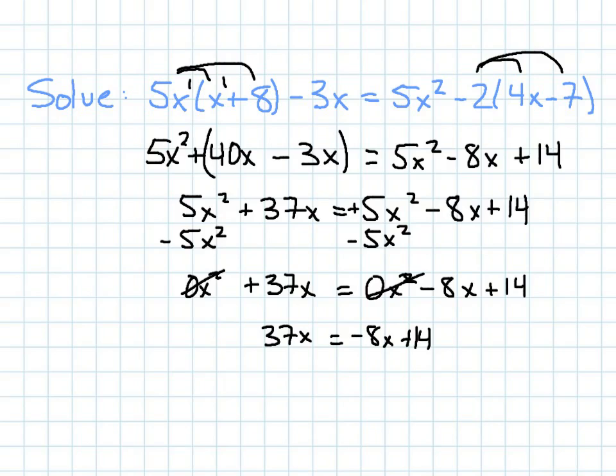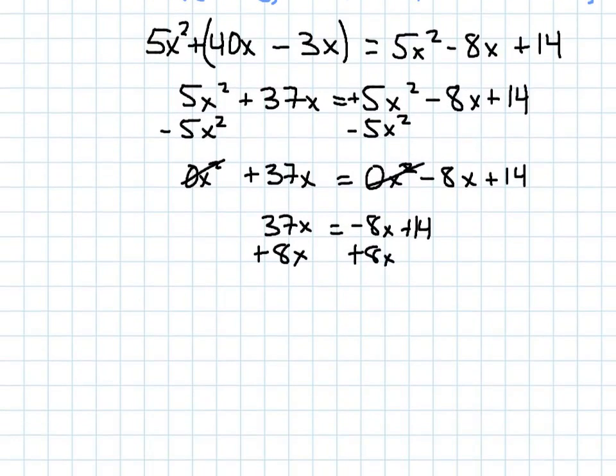So now notice that I just have two things left that are like terms. The 37x and the negative 8x are both like terms. So I still want to put them on the same side as each other. So I need to move one to the other side. Now because negative 8x is negative, it might make more sense to add 8x to the other side so I can kind of keep positive values going in this problem.